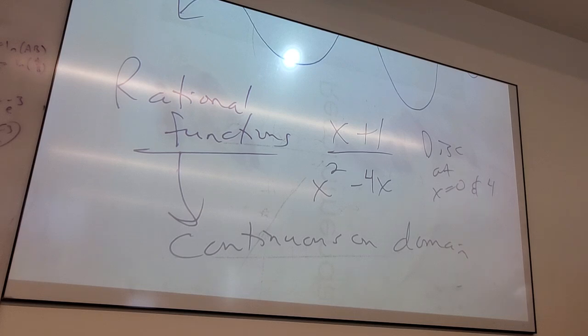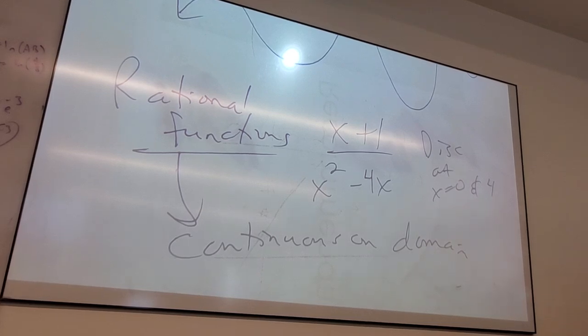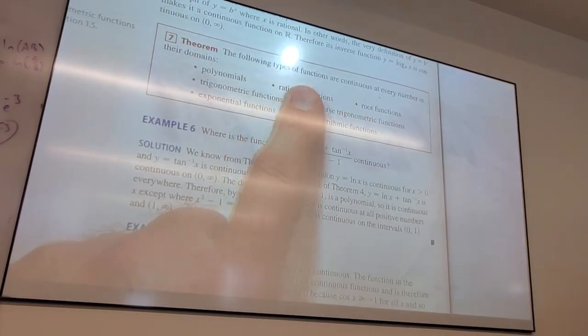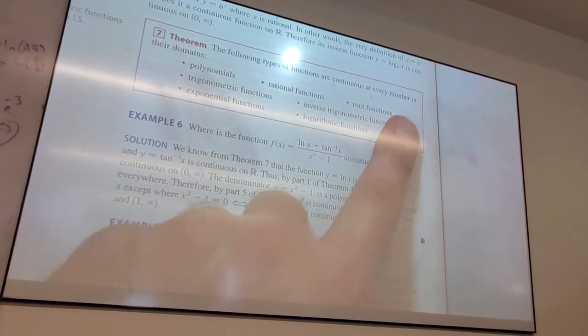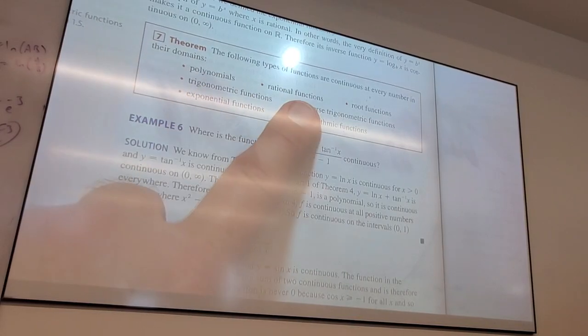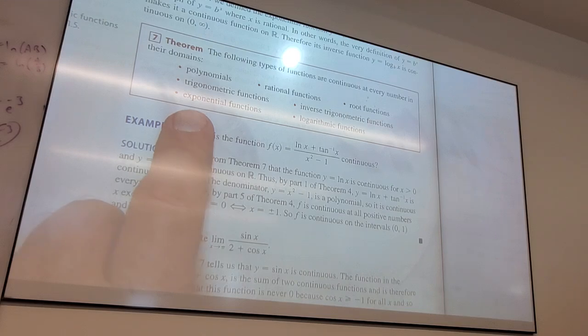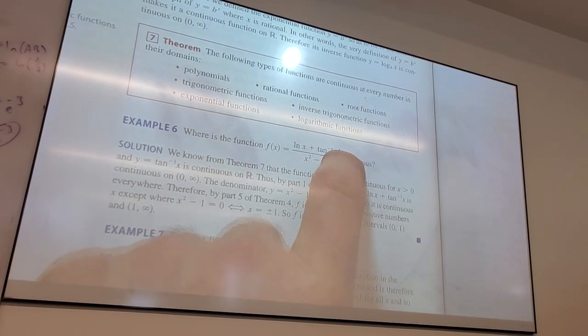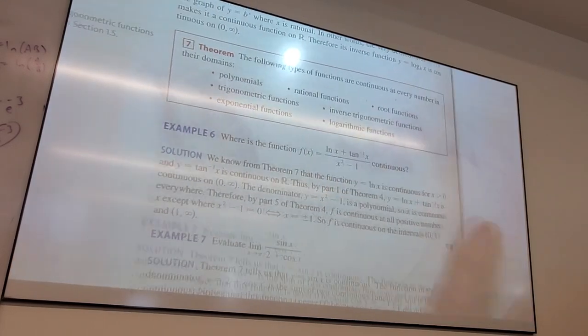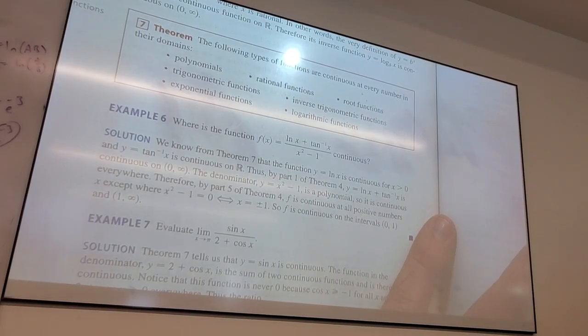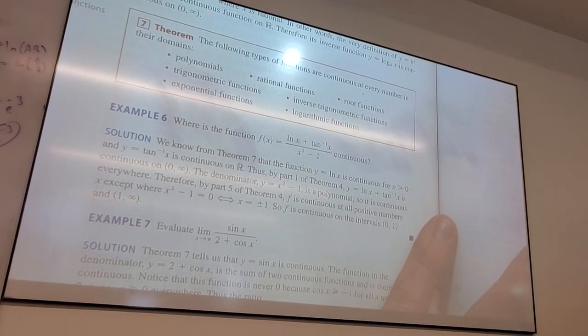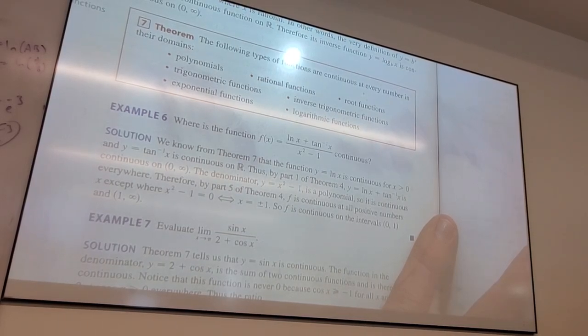So let me just show you the theorem here, just to get to the point. These functions are all continuous at every number in their domain: polynomials, rational functions, root functions, trig functions. Logarithmic functions have issues, but everywhere they exist, it's continuous, correct? It has an issue at zero, but if you don't include zero, it's perfectly fine. I don't have to lift up my pen to do this. Yes? Okay, I like it.